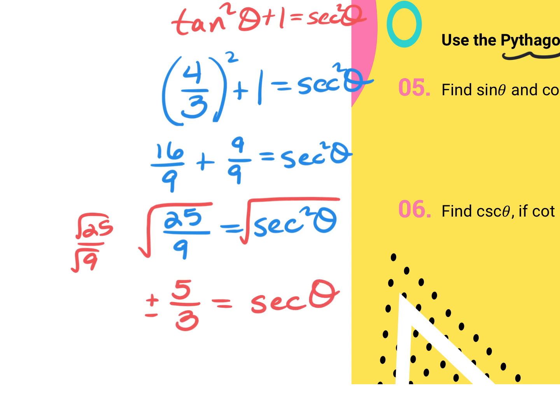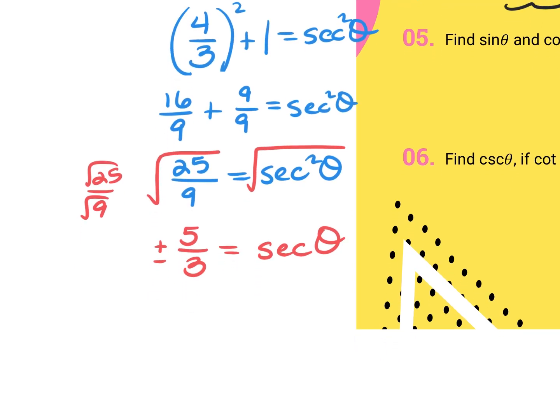Now, here's where my "all students take calculus" comes into play. In quadrant number 3, remember the only thing that's positive is tangent and cotangent. So that tells me secant needs to be negative in quadrant 3. So I'm only going to keep the negative 5/3 for quadrant 3.